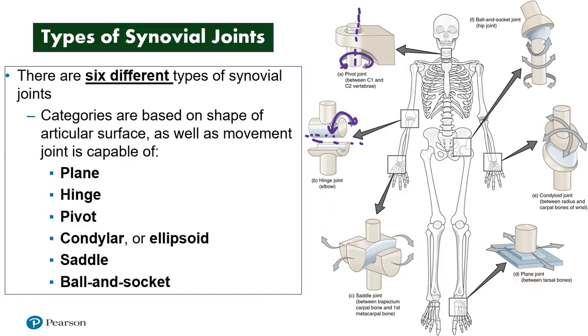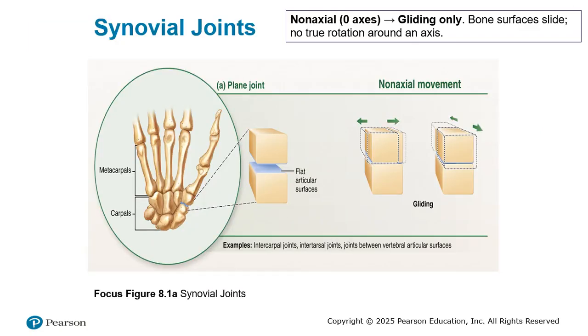So let's get into each of these. This is going to be our non-axial synovial joints. That means they have 0 axes. They're only going to be gliding at this point. Okay, so that means our bone surfaces are going to be sliding. There's no true rotation around an axis. All we can go is left and right and forward and backwards. Okay, that's going to be gliding.